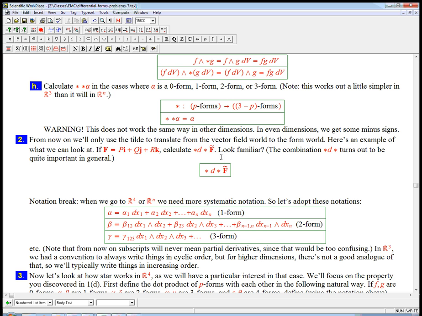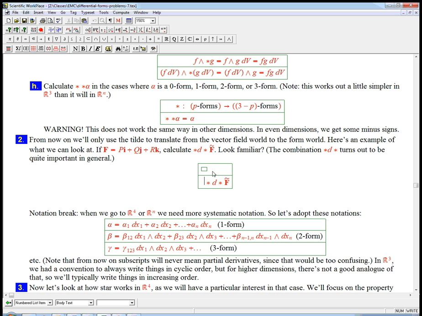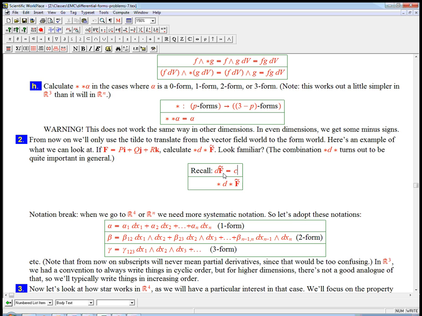Okay, let me just recall something real quick. Recall that df tilde without the stars was basically the curl. It was implementing the curl of f. Although I had to be a little more careful, I had to say, well, it's the upper star version of that. Okay, so what about if you put a star in front before you do the d, and then a star afterwards? What is that going to be? Okay, well, let's just try it out.